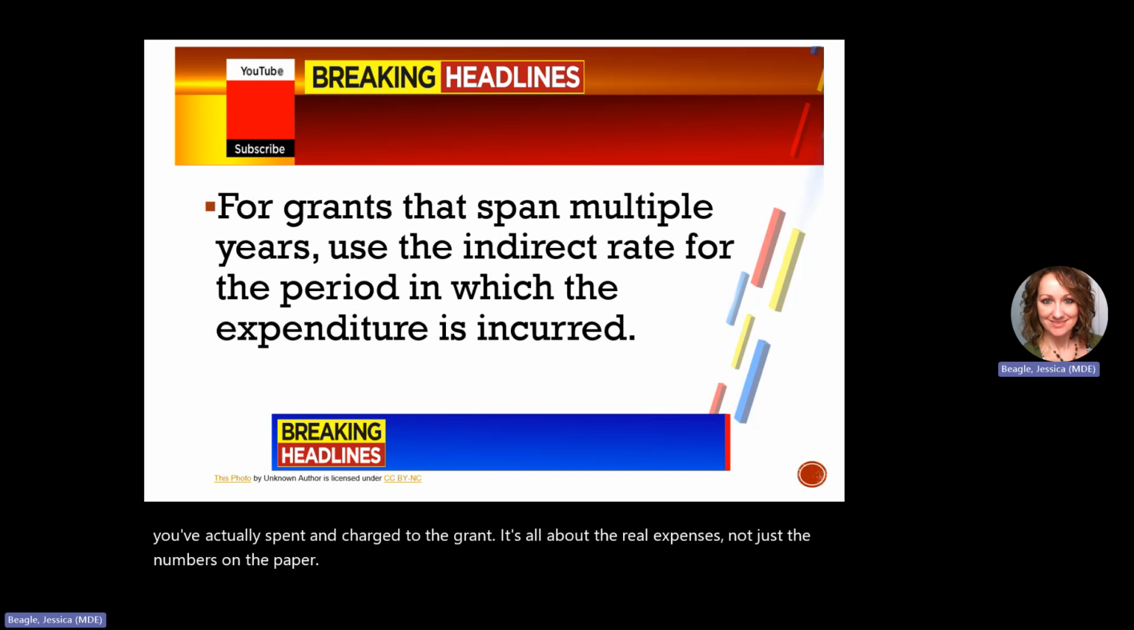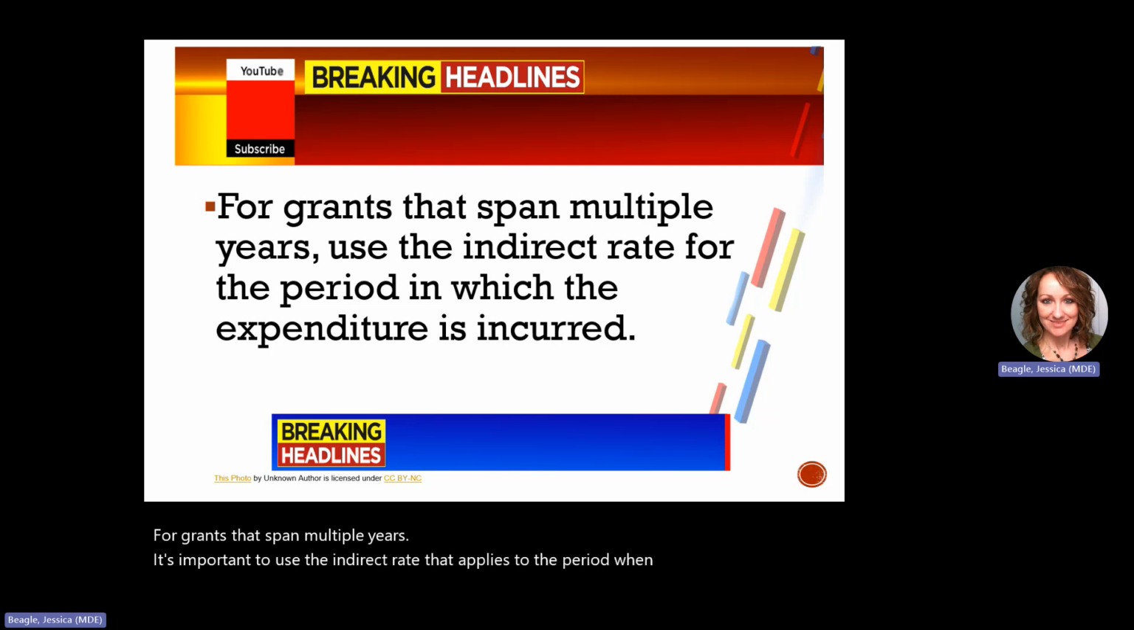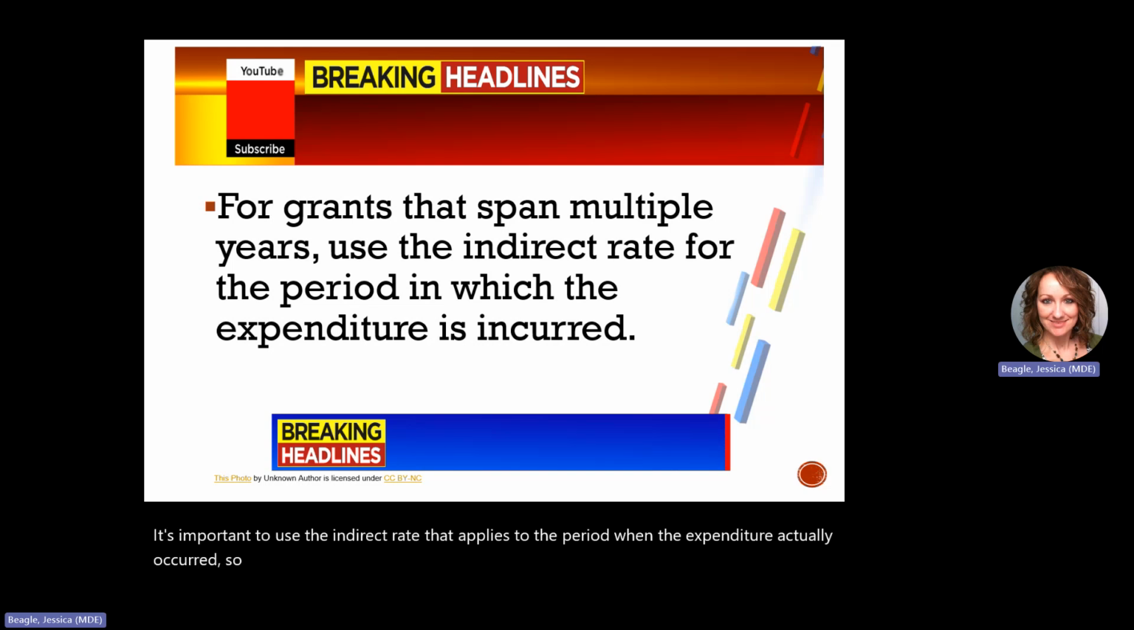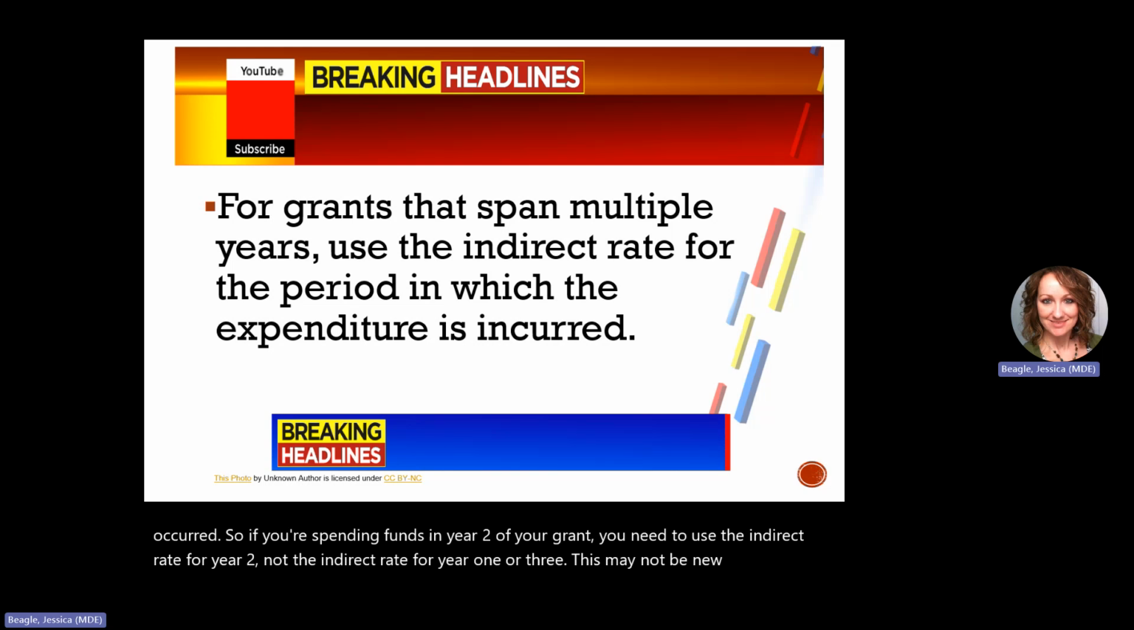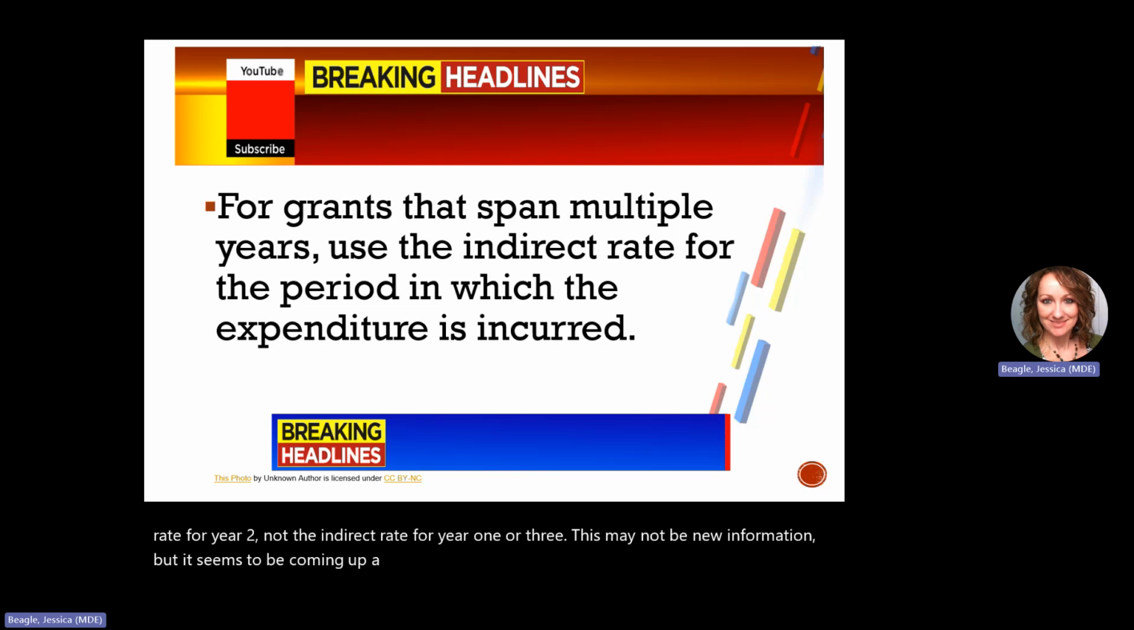For grants that span multiple years, it's important to use the indirect rate that applies to the period when the expenditure actually occurred. So if you're spending funds in year 2 of your grant, you need to use the indirect rate for year 2, not the indirect rate for year 1 or 3. This may not be new information, but it seems to be coming up a lot recently, so it's crucial for making sure that your calculations are accurate.